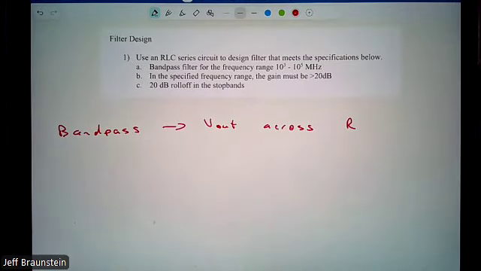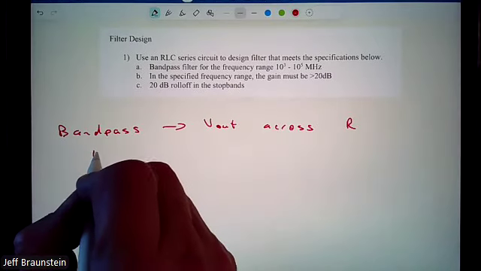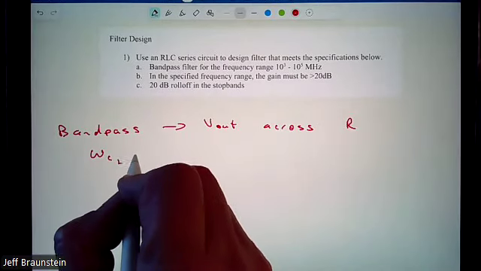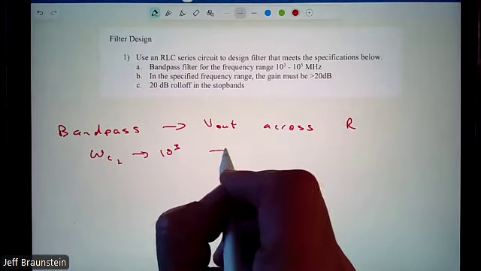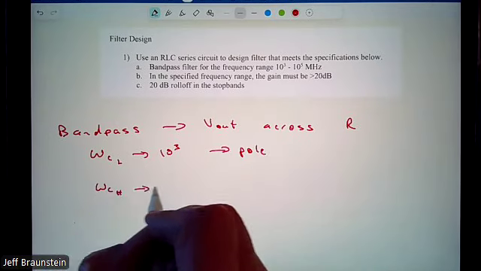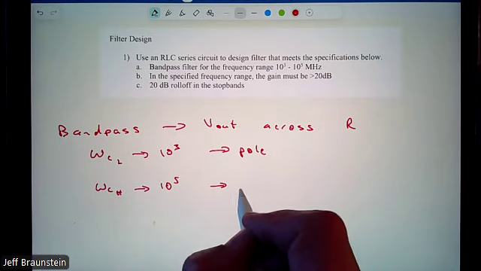If the frequency range is 10 to the 3, 10 to the 5, what's our interpretation? What must be at 10 to the 3? What must be at 10 to the 5 radians per second? In terms of math characteristics, I suppose. Yeah, they have to be poles. So our cutoff frequency, we have omega C low, 10 to the 3, and that's a pole. That has to be a pole. Omega C high, 10 to the 5, that's a pole.